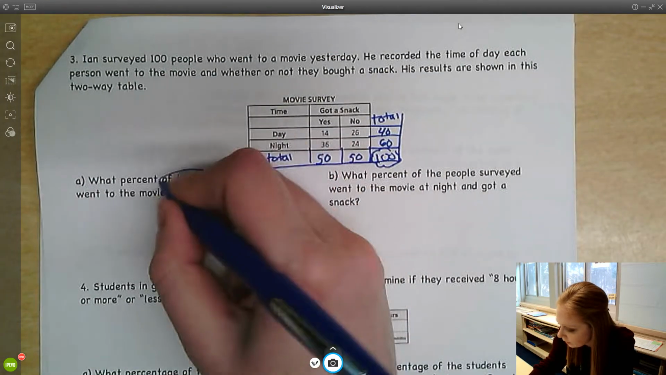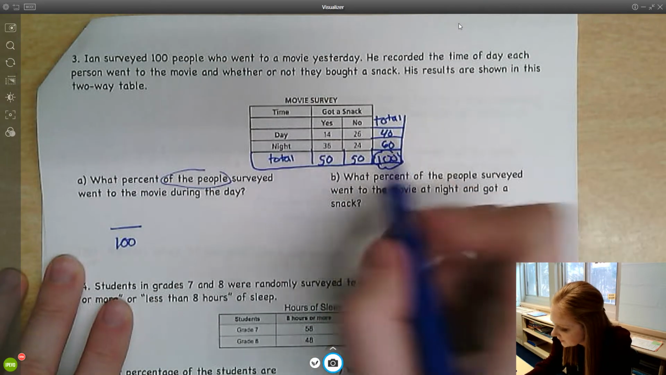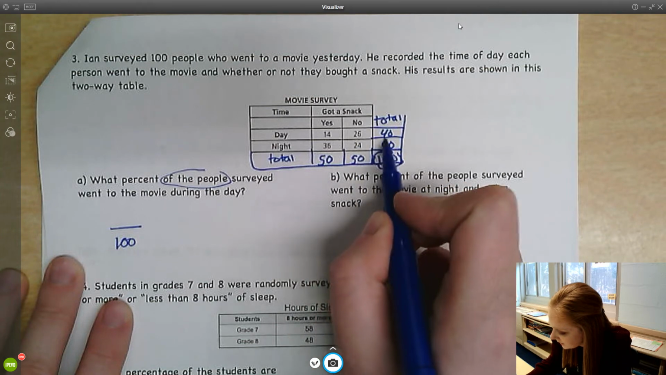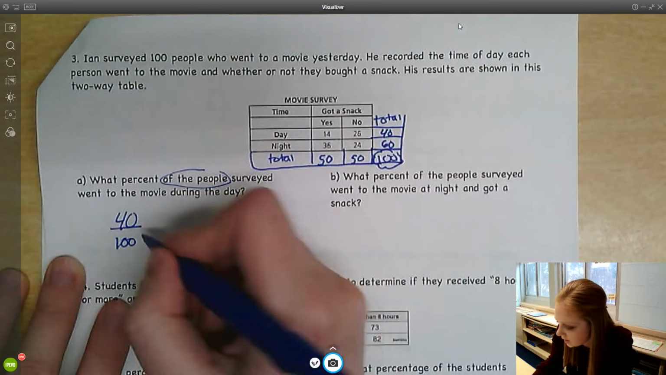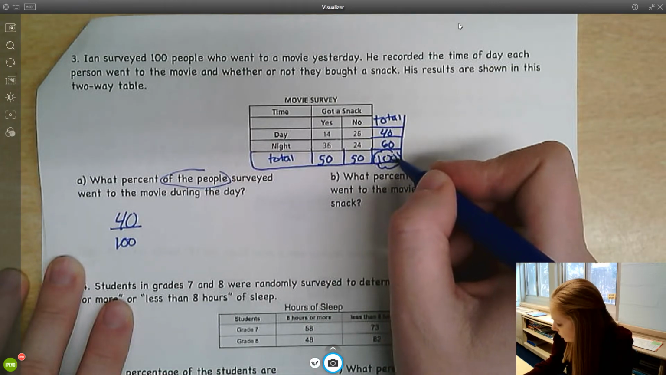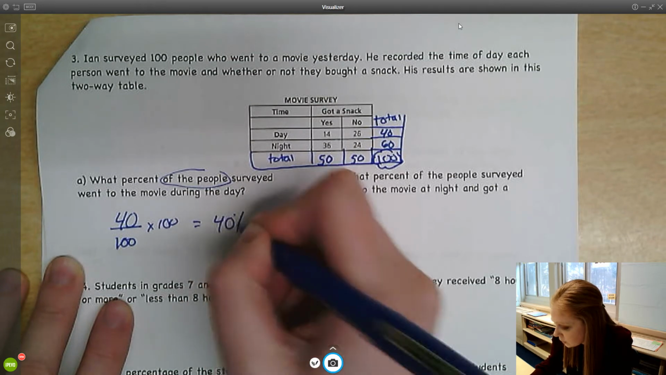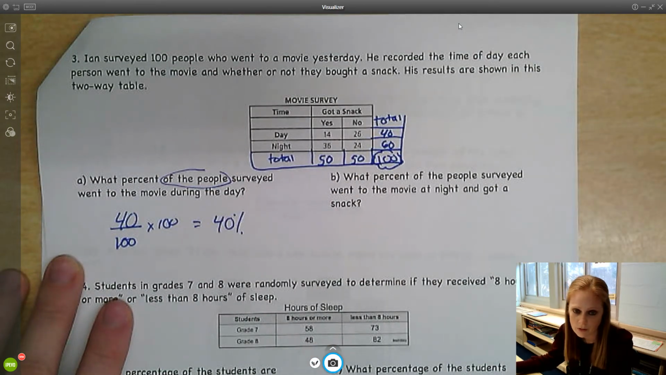Which percent of the people, so of all the people, went to the movie during the day? Well, during the day, we had 14 who got a snack, 26 who didn't, which brings us to 40 people who went during the day total, out of our grand total of 100 people. This is going to bring us to 40%. You could put all that in your calculator or just know that 40 out of 100 is 40%.